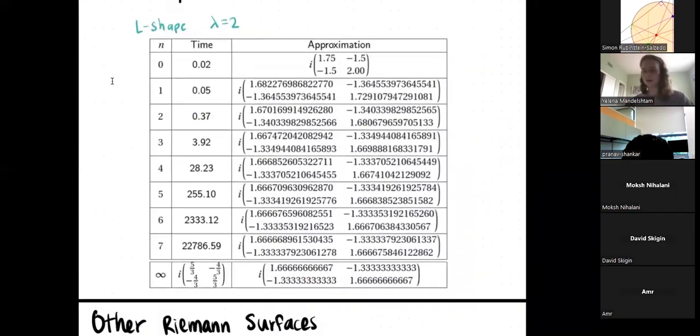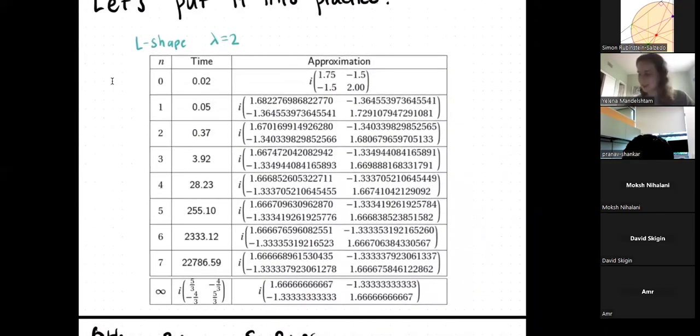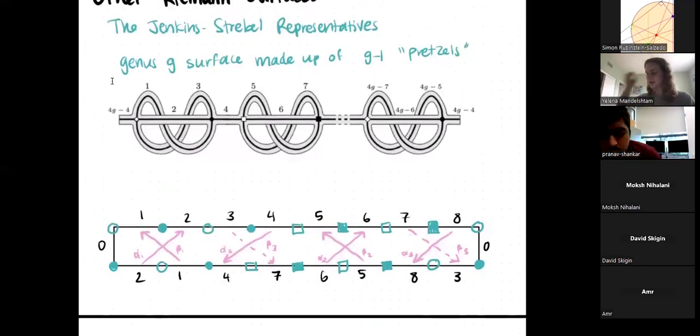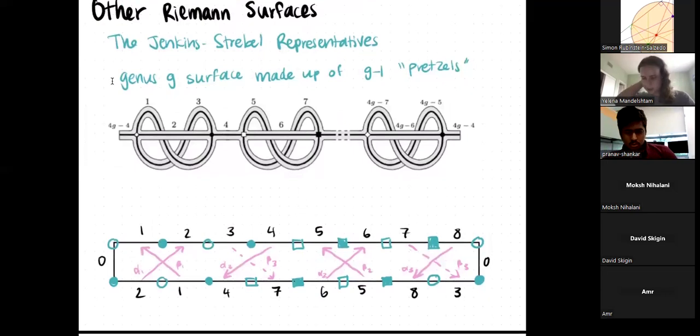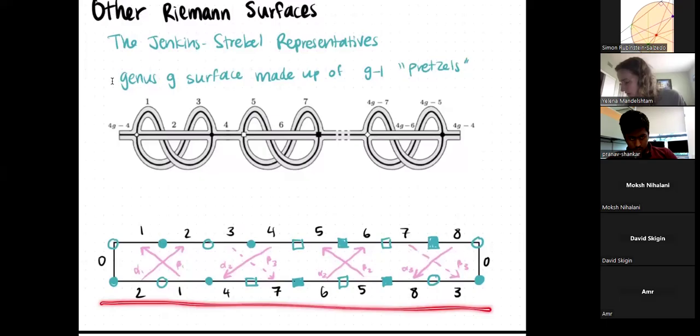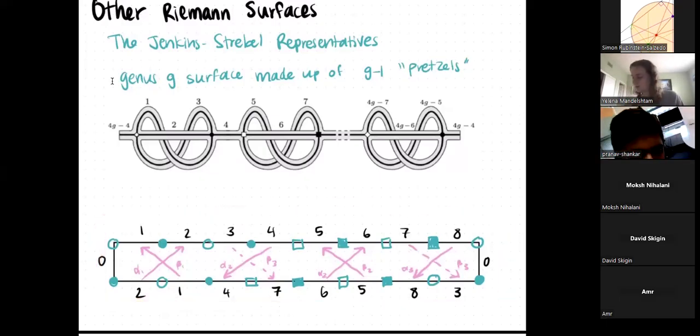But then we can actually put this into practice for other surfaces that have never been considered as algebraic curves before, or that people just don't know what algebraic curves are associated to them. So we did this for these Jenkins-Strebel representatives, which look like these pretzels. You have g-1 pretzels, where each pretzel contributes a genus, and then this piece attaches back to this piece, and that contributes the last genus. You can also draw it as this long rectangular strip, also of length 4g-4.